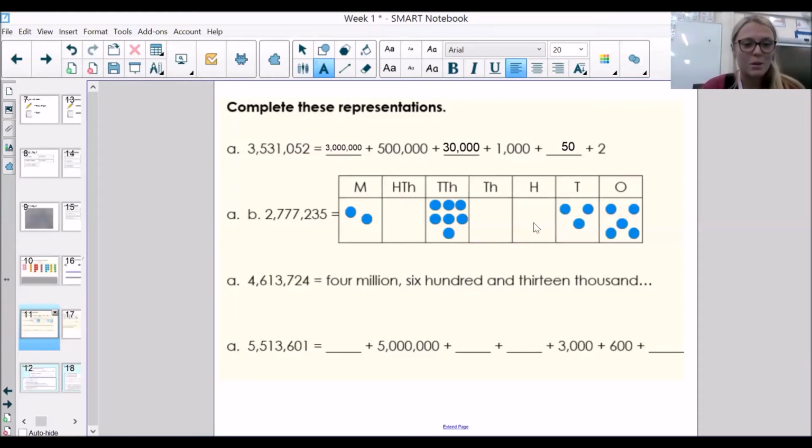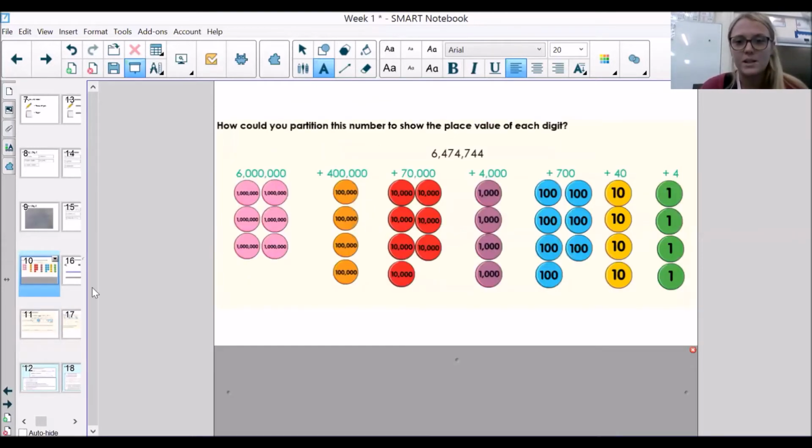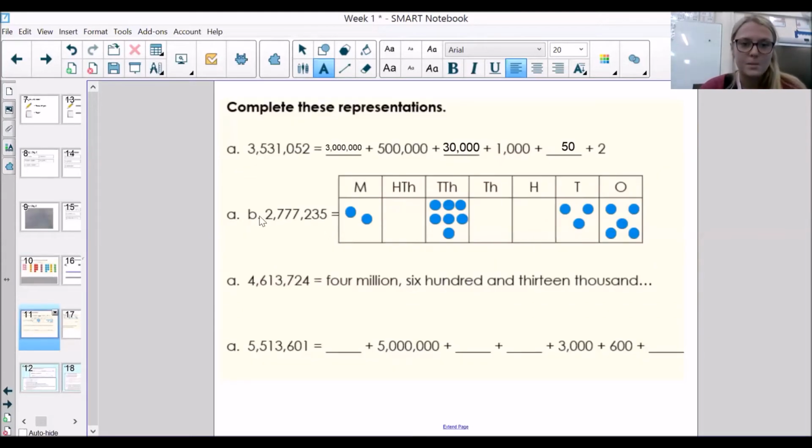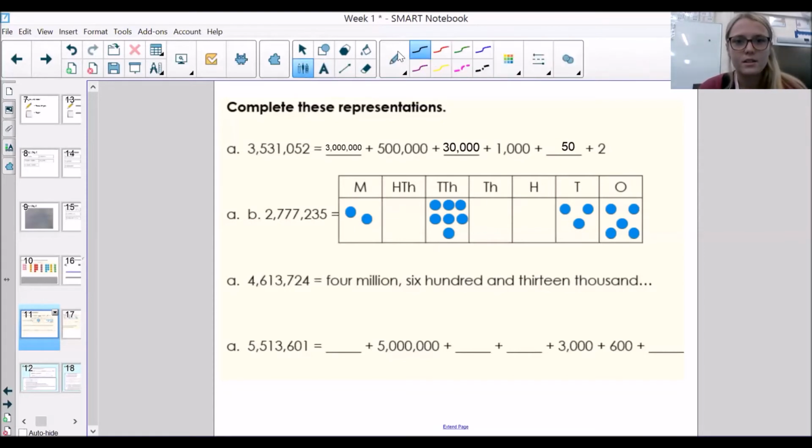Okay, so moving on to the next one. For this one, if you came across this one, what we need to do is put in the place value counters like we saw on the first example, okay, into our place value chart. Okay, so the millions has been done for us. We have got 2 millions. Okay, then next we have got how many 100,000? 7. Okay, so I would do 7 place value counters.